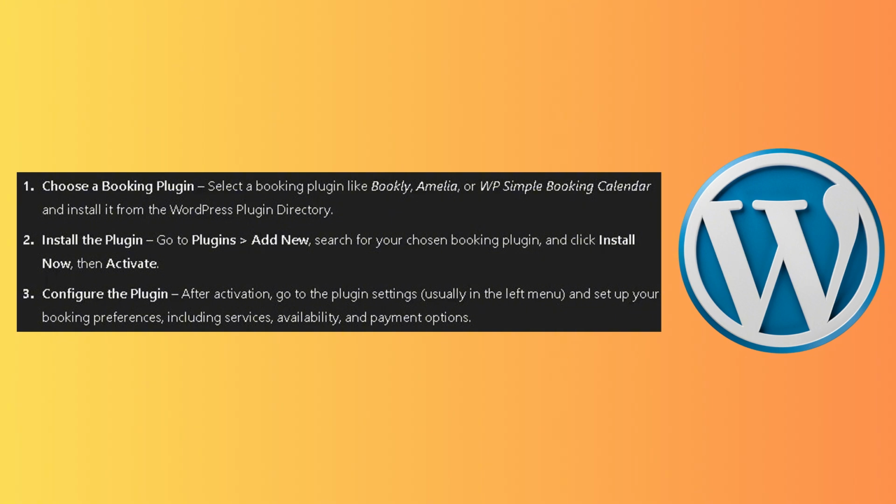Install the plugin. Go to Plugins, Add New, and search for your chosen booking plugin. Then click Install, then activate it. Configure the plugin. After activation, go to the plugin settings, usually in the left menu. Set up your booking preferences, including services, availability and payment options.